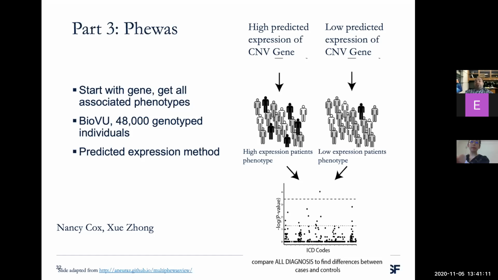Here, we're going to start with the gene, and we're going to get all associated phenotypes among 48,000 individuals using that same method of predicting the expression. So here on this diagram, we have on the left people with high predicted expression of a gene, people on the right with low predicted expression, and we're going to compare the people with high predicted expression of a gene versus low predicted expression of a gene, which diagnoses are they most likely to have.